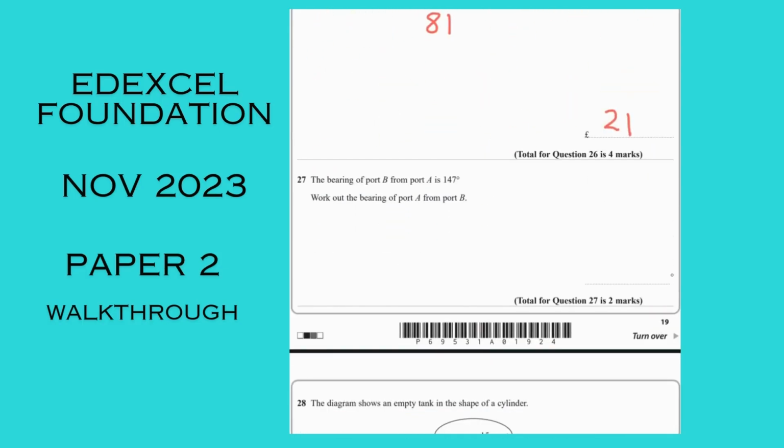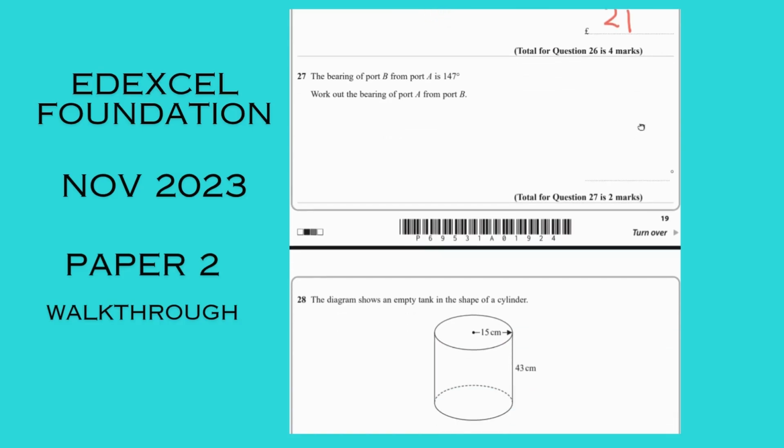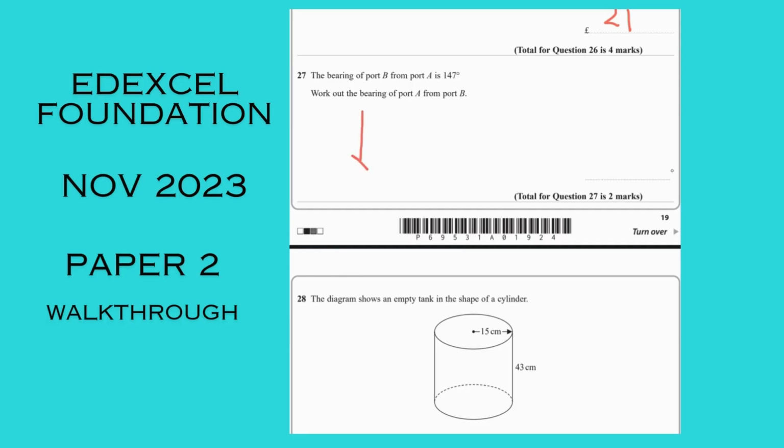Question 27, a bearings question. If there's no diagram, draw one. Doesn't matter if it's accurate or not. Port A, north line. There's A. 90 degrees is east, so 147, somewhere down there, like so. Meaning, co-interior angles, that measurement there and that angle there should add up to 180. So that angle is 33.